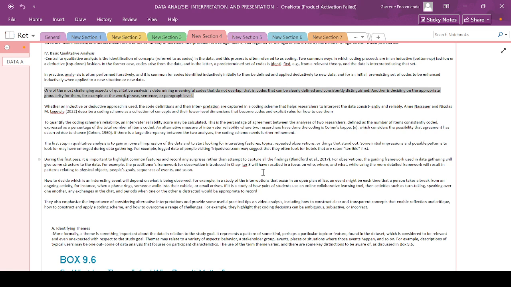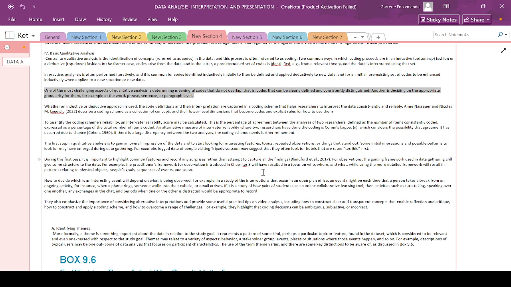So for data gathering, you may find qualitative data while you're gathering it, and analyzing that may be the first step. During this first pass, it is important to highlight common features and patterns and record any surprises rather than attempt to capture all findings. So instead of analyzing all the data, what you want is to take note of the interesting features, the main points, or the unusual things.